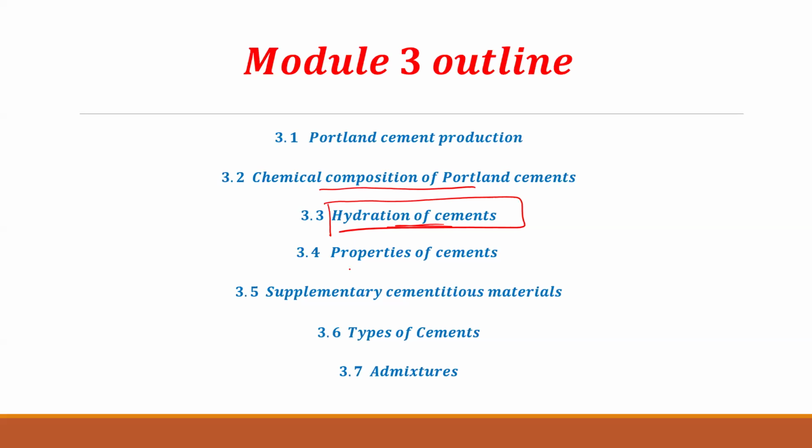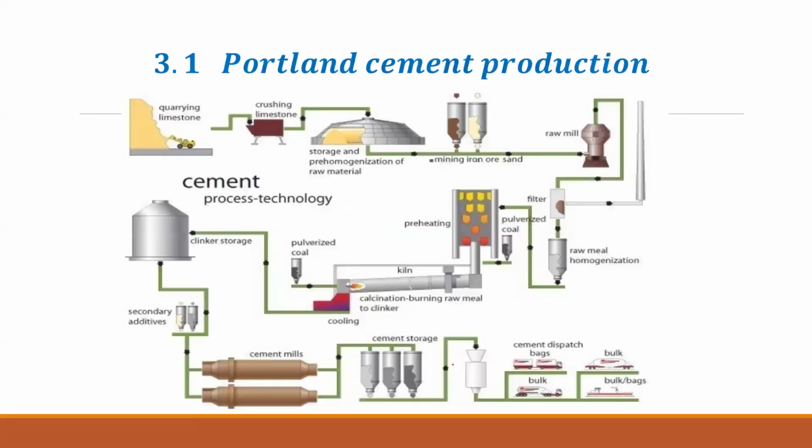application. We will discuss the properties of cement, supplementary cementitious materials that we can use in a cement, different types of cements, and also admixtures that we can use to improve the quality of cement. So these are the 7 things that we will learn. Let's start with the Portland cement manufacturing process.